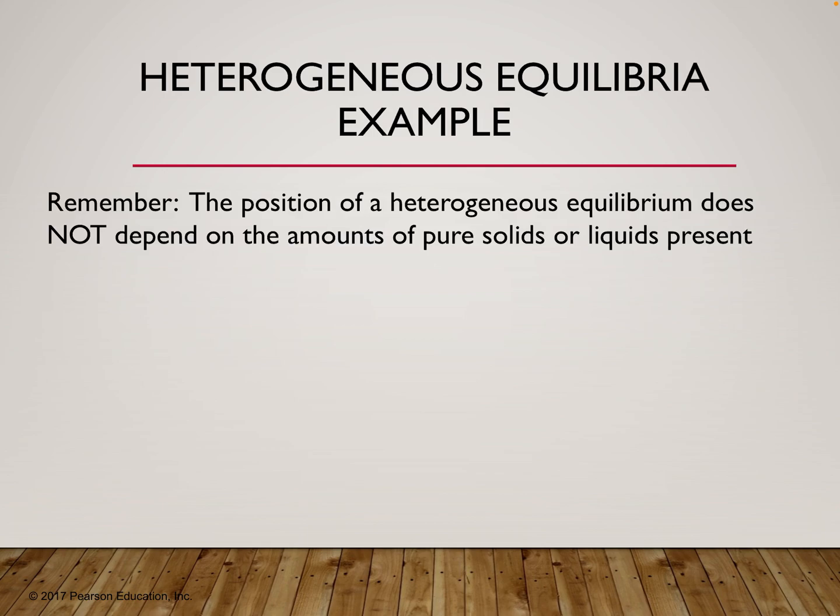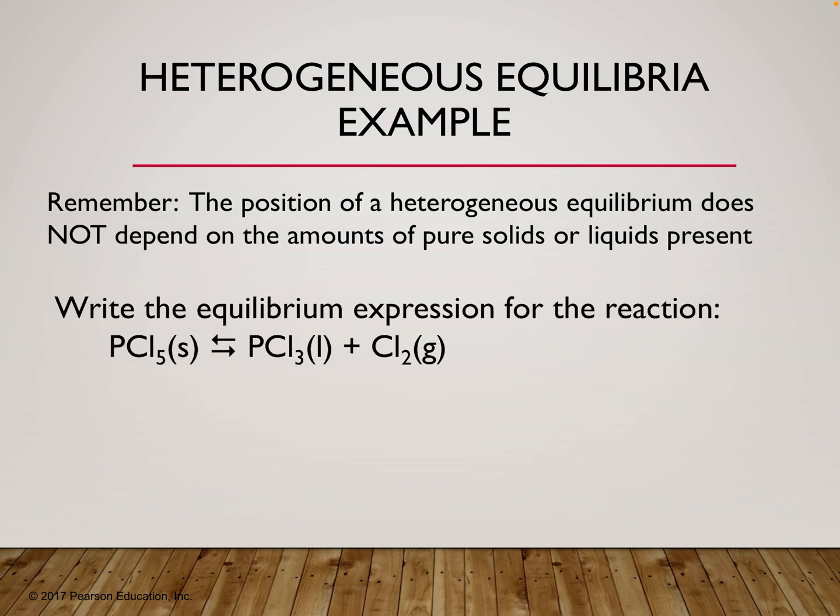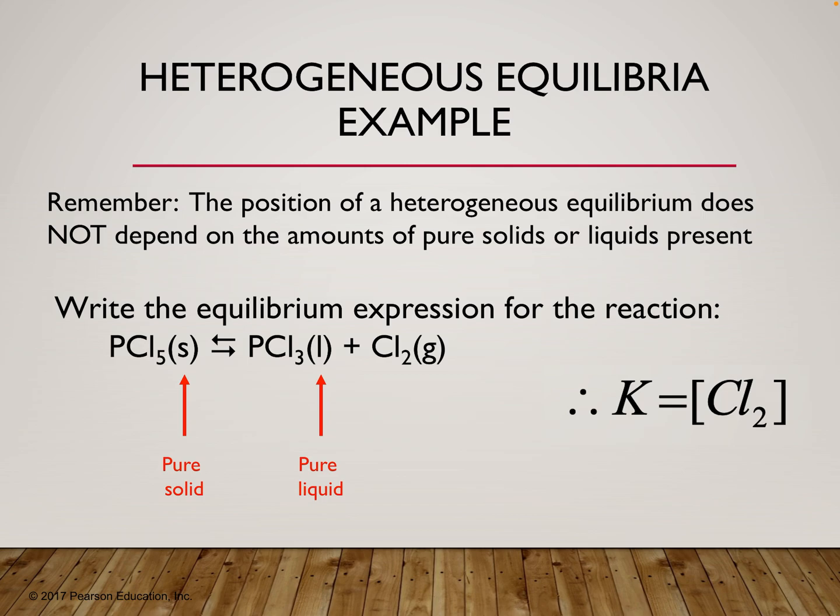Let's try an example. Here we have PCl5 making phosphorus trichloride and chlorine gas. I want to know what the equilibrium expression is for this reaction. Remember, we are not going to include pure solids or pure liquids in our equilibrium expression, so the only thing we can include is this chlorine gas. It's always products over reactants, but in this case there's no reactant, so we just write our product. Our value for K is just equal to the concentration of chlorine.